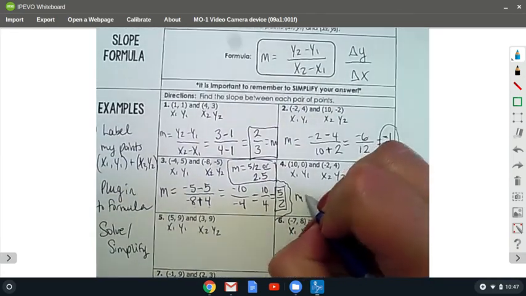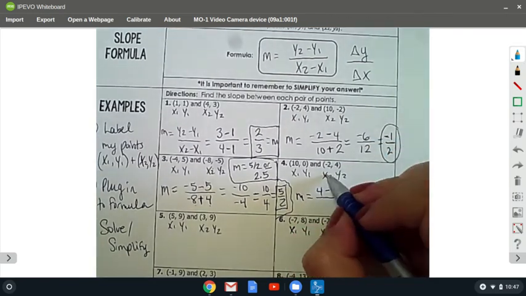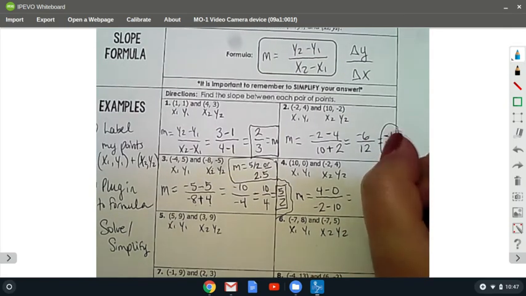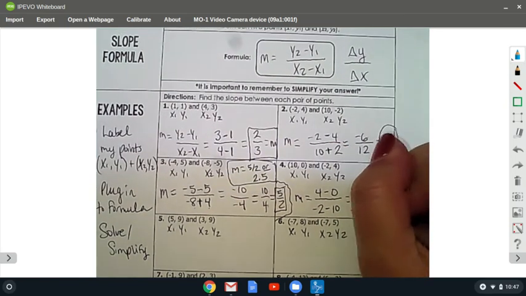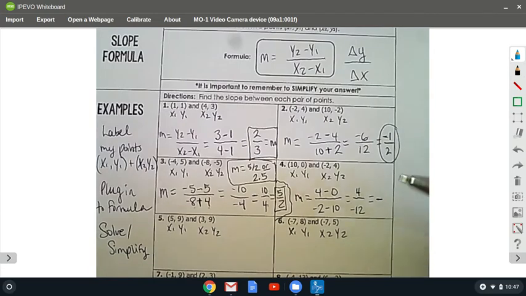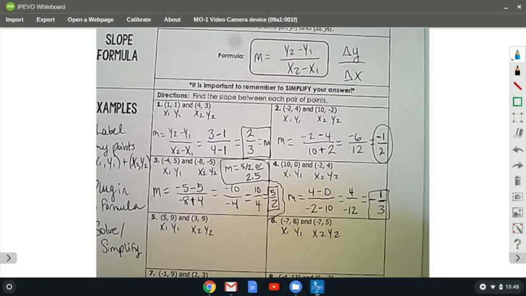Now over here, my y2 is 4 minus my y1 is 0. x2 is -2 minus my x1 is 10. So that leaves me with 4 over -12. So I'm going to have a negative fraction here, a negative slope. 4 and 12, both 4 goes into both of those, so I'll just divide this by 4, that gives me 1. And divide this by 4, that gives me 3. So my slope is -1/3.